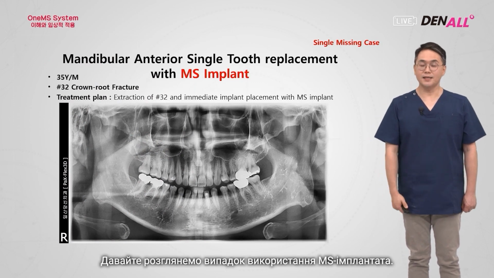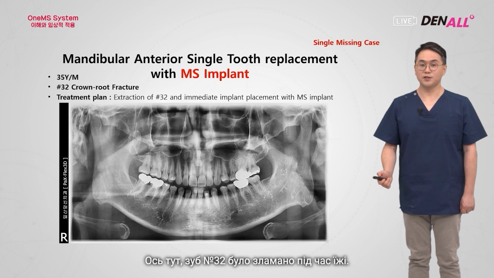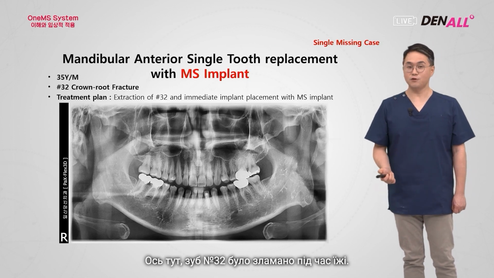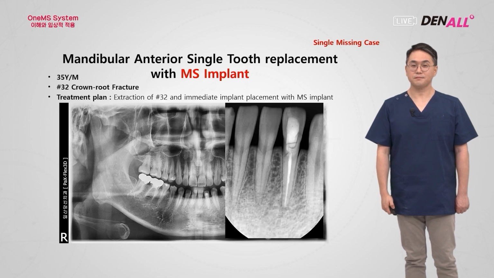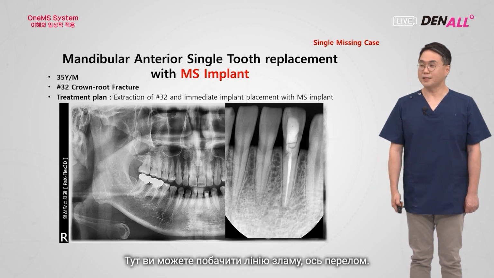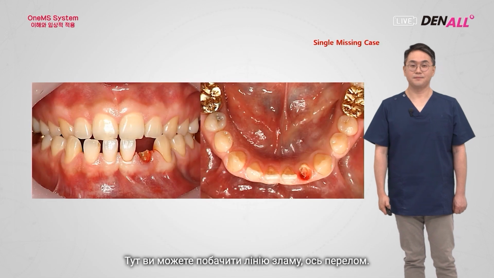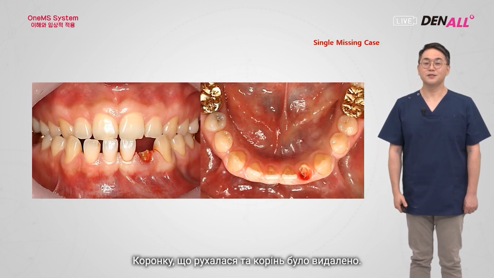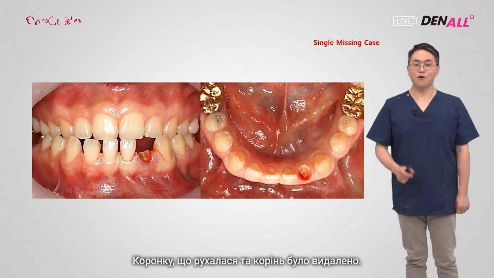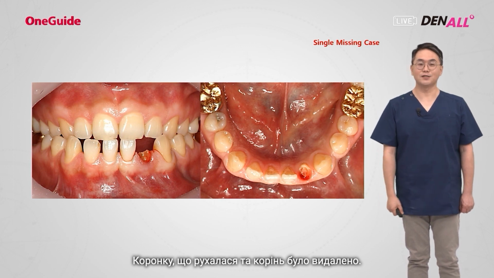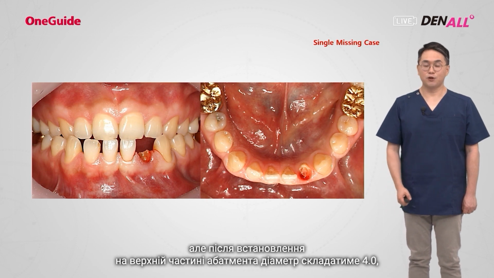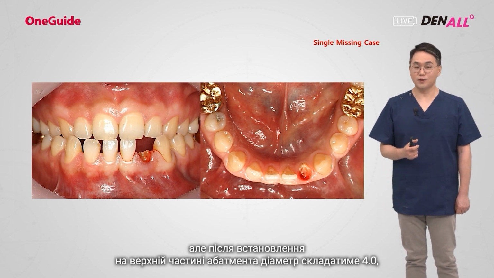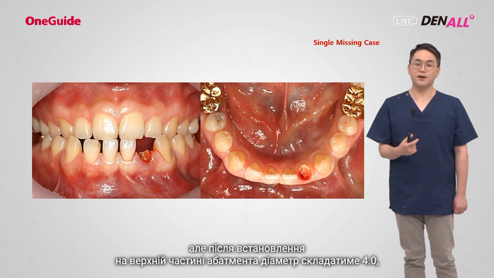So let's talk about an MS implant case. Number 32 had been fractured while eating. On the PA, you can see the fracture line, and the mobile crown was removed and the root rest remade. So you can use a two-piece type implant, but on top of that, the abutment on the cervical side has a diameter of more than 4.0.